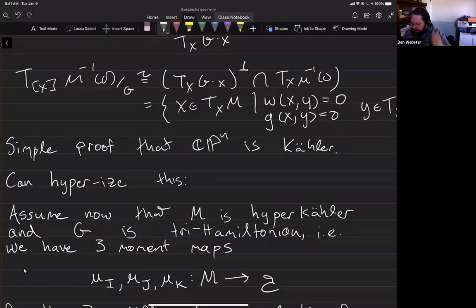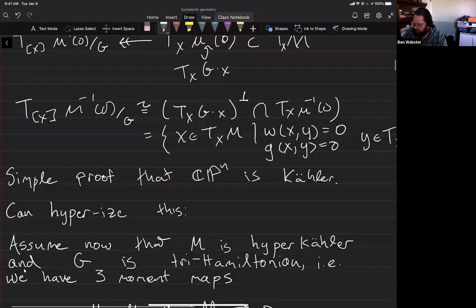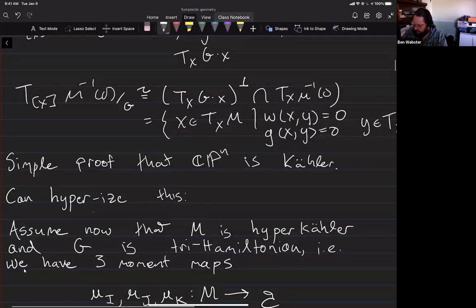So for example, this is a quick and easy proof that CPN is Kähler, right? CPN is the reduction of CN plus one for the action of unit complex numbers. We often write symplectic reduction as a double slash. So CPN is CN plus one double slash S1.